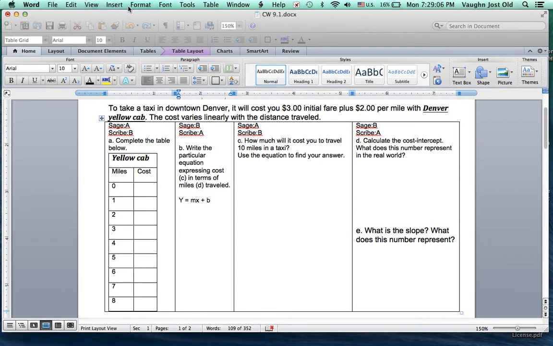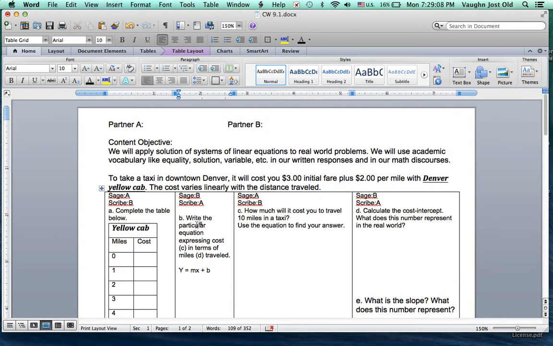Alright, let's go ahead and look at this classwork problem together. We're comparing two different taxi companies. The problem says to take a taxi in downtown Denver, it will cost you $3 initial fare plus $2 per mile with Denver Yellow Cab. The cost varies linearly with the distance traveled.